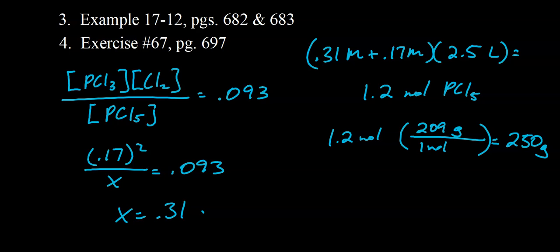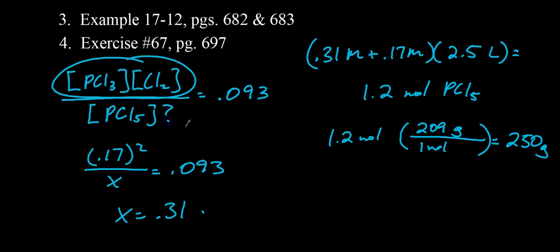0.093. All right, if we set up an ICE table, what would be the initials? What would be the equilibrium concentrations? We know that the equilibrium concentration for the PCl3, sorry, Cl2 is 0.17 molar. Well, remember that's because there's a 1-to-1 ratio, at equilibrium, you're going to have the same amount of Cl2 as PCl3. So if the concentration of Cl2 is 0.17 molar, so is the concentration of PCl3. So we know these equilibrium concentrations.